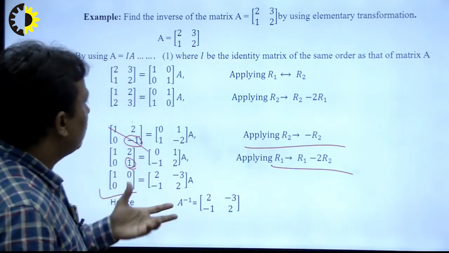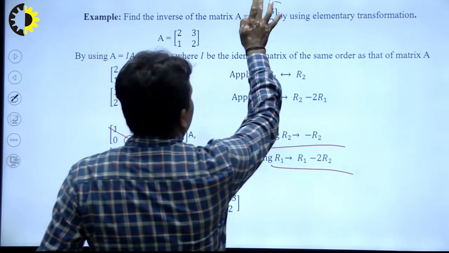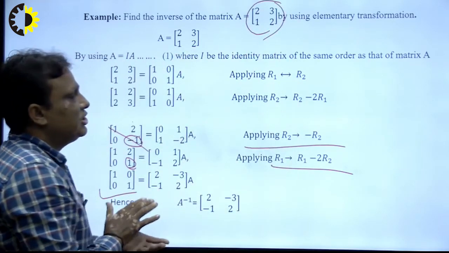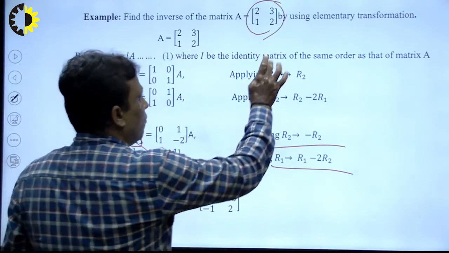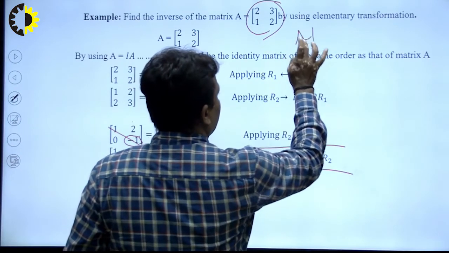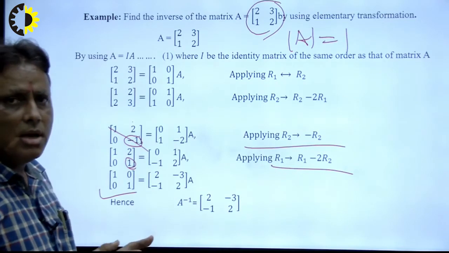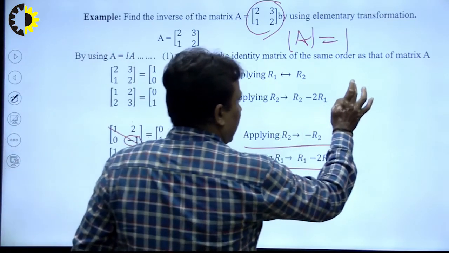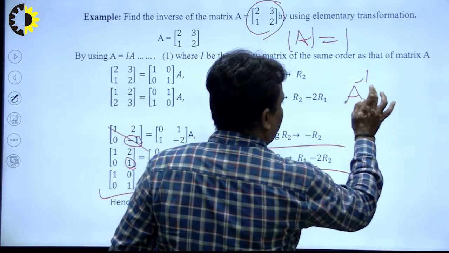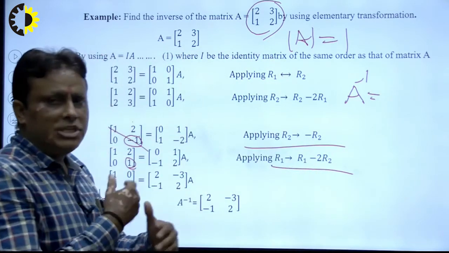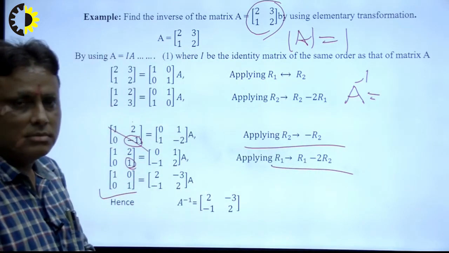So this matrix is of order 2 by 2, and the determinant of this matrix will be 1, since 2 times 2 minus 3 times 1 is 1. How to calculate A inverse? A inverse will be adjoint A upon determinant of A. I write the formula, right? Adjoint A upon determinant A.